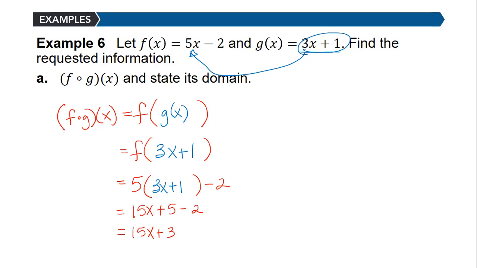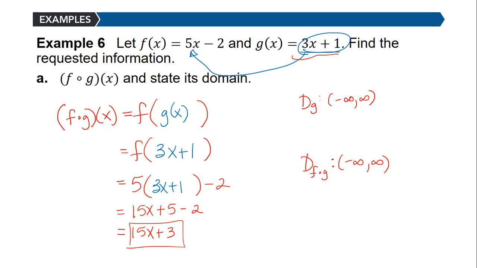Now the domain, we have to make sure that the numbers that we plug into the function are valid, so we look at the inside function. Are there any restrictions on the domain of g? There's not, because it's a linear function, so we know the domain of g is all real numbers. Are there any restrictions on the final function? And there's not. So we would say then that the domain of f composed with g is all real numbers, negative infinity to infinity. So we have to exclude what doesn't work on the inside function and exclude what doesn't work on the final function to get our domain of the composition function.